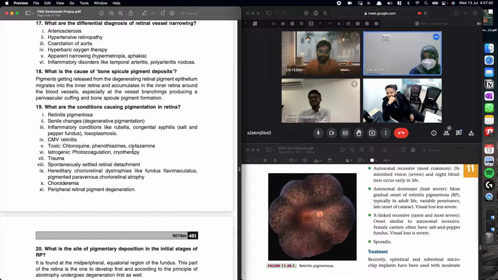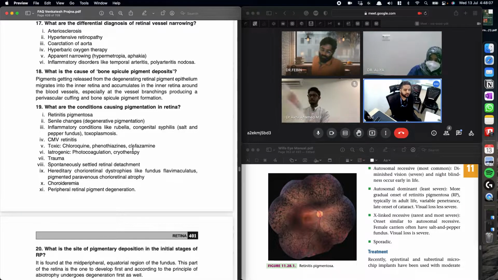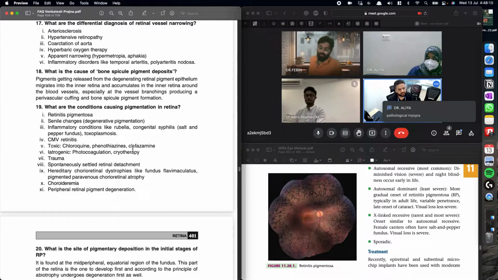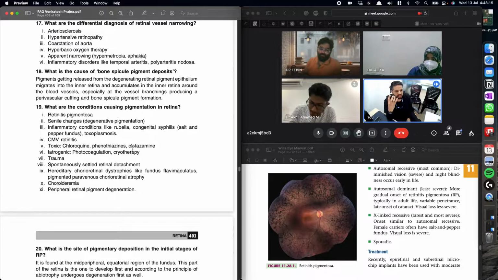The thing is, where else would you see pigmentation like in RP? In the retina, differential diagnoses. One is old age. Pathological myopia. What are some important signs you see in pathological myopia? Cardinal signs. High myopia. Tell me three.